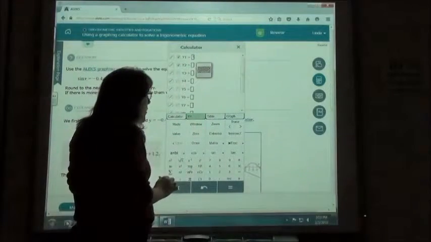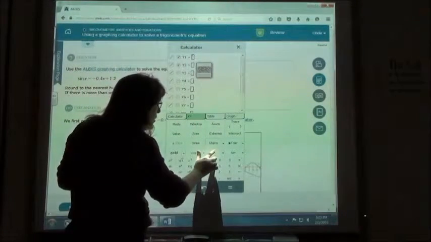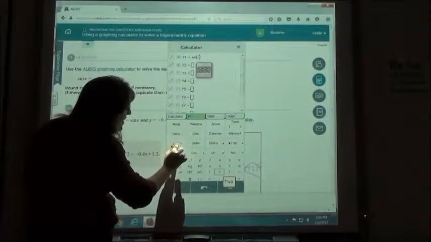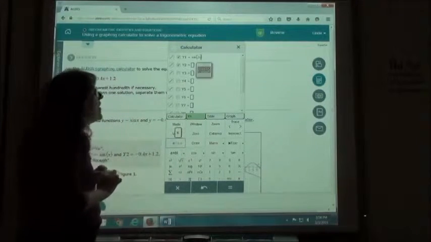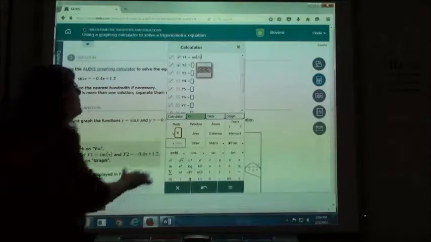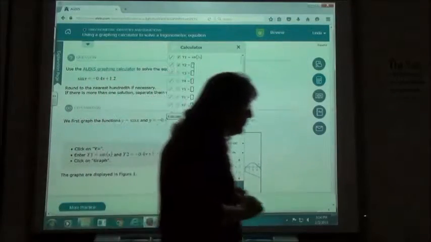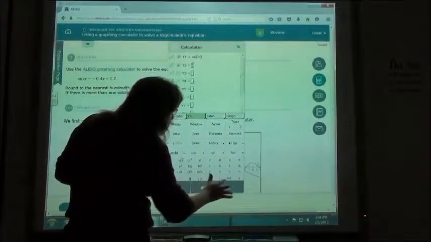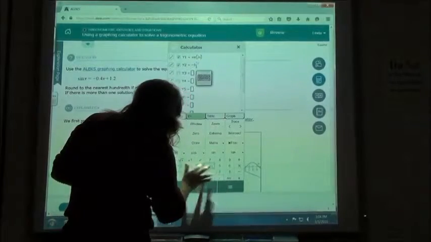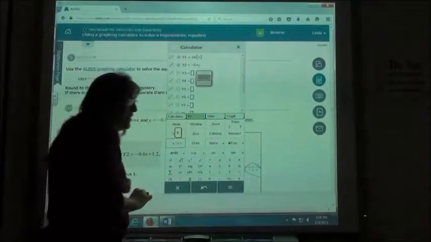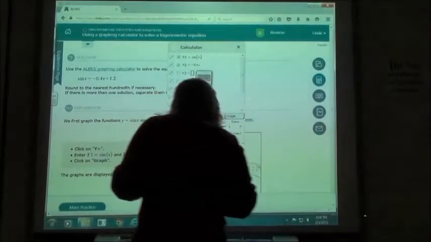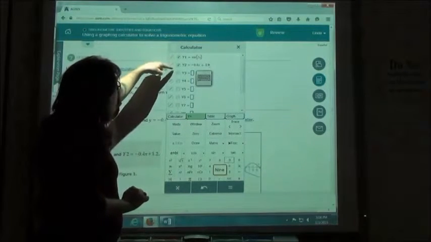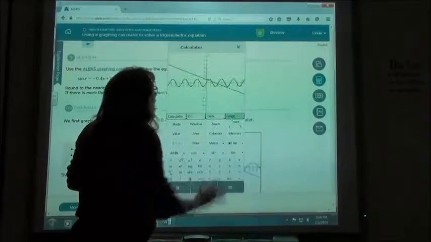So we said first of all we were going to do sine of 2x. So we're going to do sine, and then we're going to do 2, and we're going to use this one that says X,T,theta,n. If we hit that, that's going to put the x in there, and we're going to say sine of 2x. On my other one, it was negative 0.4x. So we can just use the subtraction for the negative. Negative 0.4, again the X,T,theta,n. Negative 0.4x plus 0.9. So plus 0.9. Once we have our two equations in there, both of those are checked, we're going to hit graph.